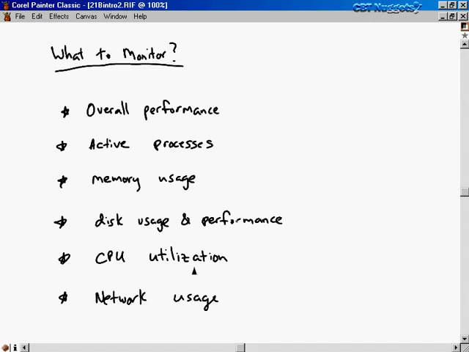And then we want to look at CPU utilization. How many of these CPU cycles are being used, which processes are using them, how many are still idle, that sort of stuff. And then network usage. We want to determine if the network is the cause of the performance slowdown, so we'll have to look at how much traffic is going over the network, that sort of thing.